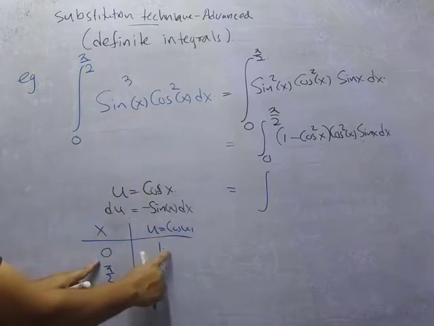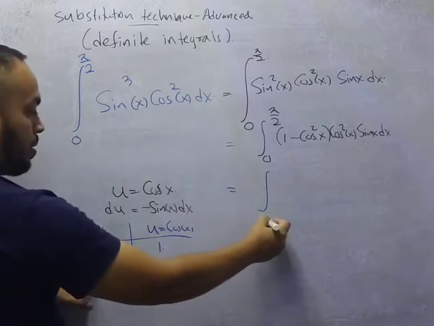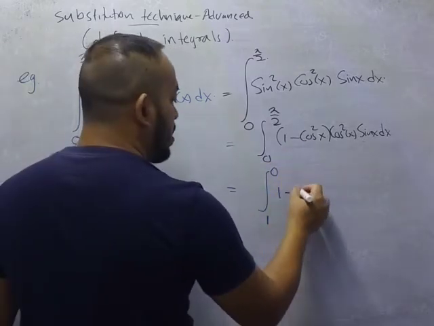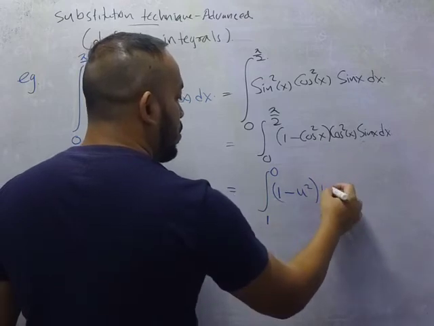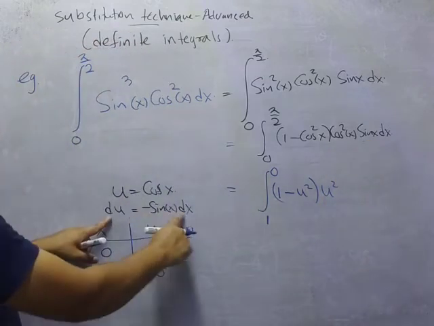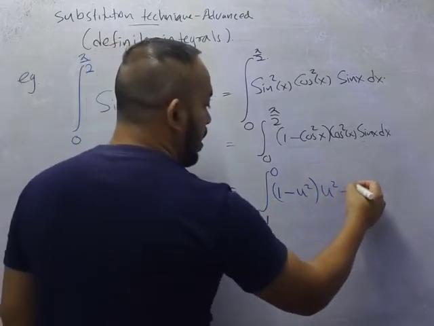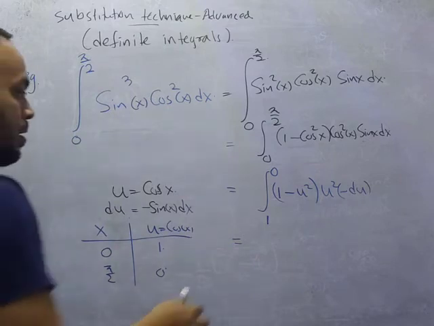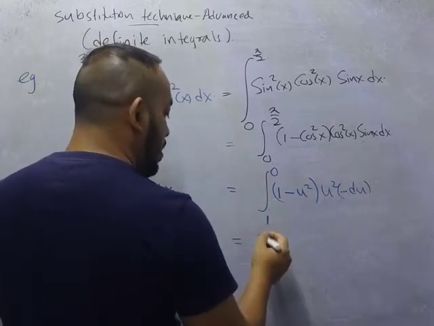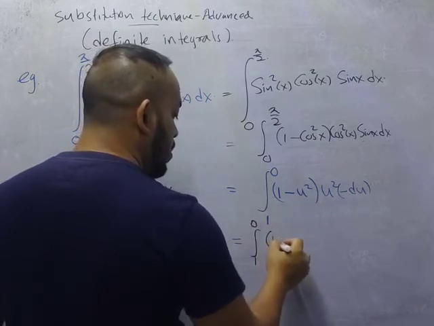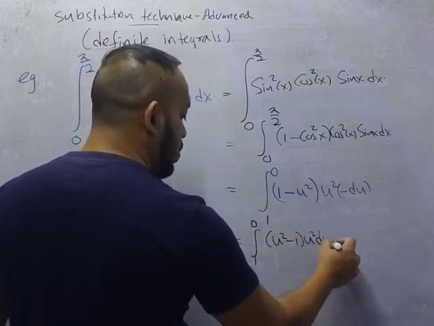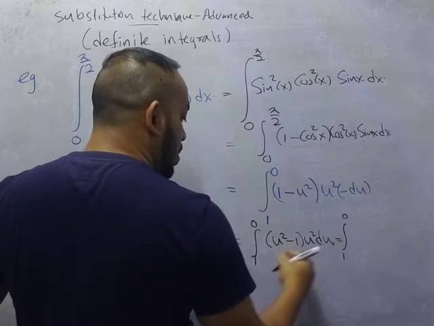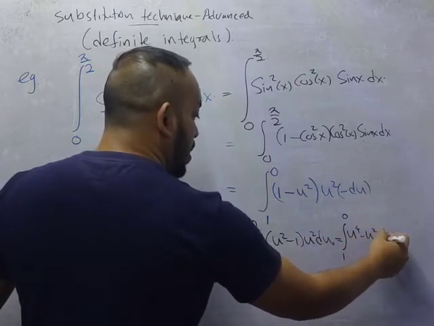Now here you can see the limits 1 to 0. We start from 1 and end at 0. This will be 1 minus u squared, this is u squared, and sin x dx is negative du. So I put this negative sign inside. 1 to 0, this will be u squared minus 1 into u squared du. Then I can expand this out. 1 to 0, u to the power 4 minus u squared du.